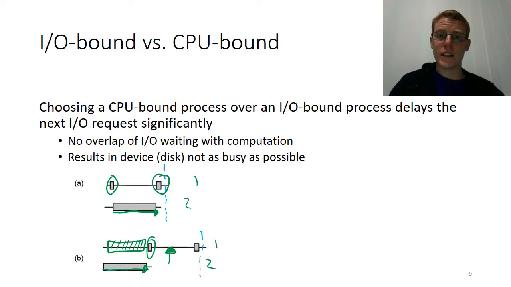And the essential reason is that we didn't have an overlap of our IO time with computation time. Overlapping the two of those allows us to keep the devices, the CPU and the disk, busy at the same time, and allows us to finish both processes sooner. So in this case, we've got an example where scheduling a particular process has created a significant delay in when those two processes finish. And it's a reason why, in general, we might prefer IO-bound over CPU-bound processes for the next schedule.